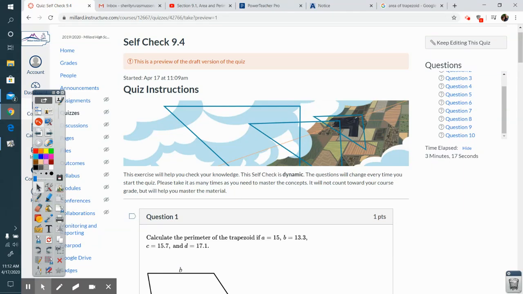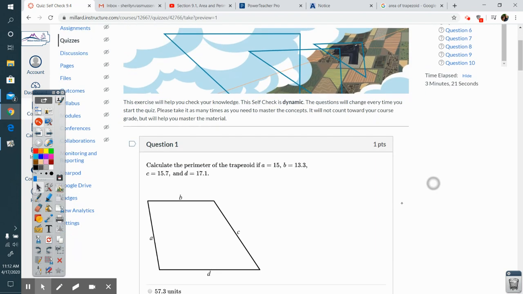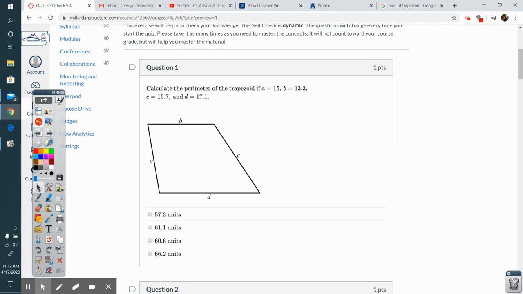For section 9.4, this is on the area and perimeter of trapezoids. So trapezoids are just shapes like this, where you have bases that are parallel, and then these slant sides, A and C, won't be parallel to each other. That's why they're different than a parallelogram. So they'll just be at different angles and such. So you can see that. But the bases, the top and the bottom, have to be parallel for a trapezoid.